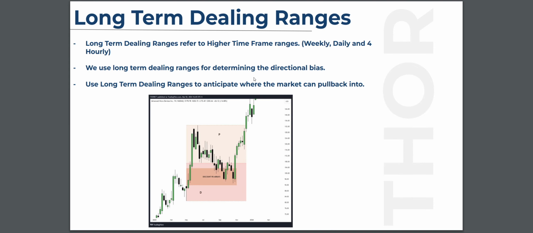Now, long-term dealing ranges. This is the confusing stuff, as far as I've seen so far. Long-term dealing ranges are basically the higher time frame dealing ranges, which can be monthly, weekly, daily, all the way down to 4 hourly. I would consider the 4 hourly as long-term as well, just because we're mainly day trading or scalping. And we use the long-term dealing ranges for determining the directional bias.